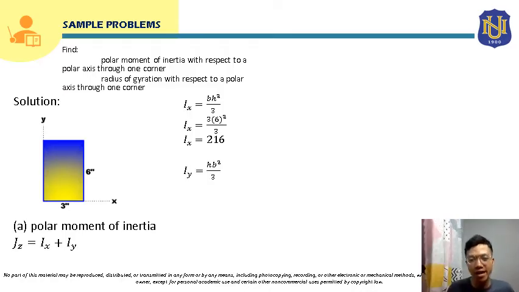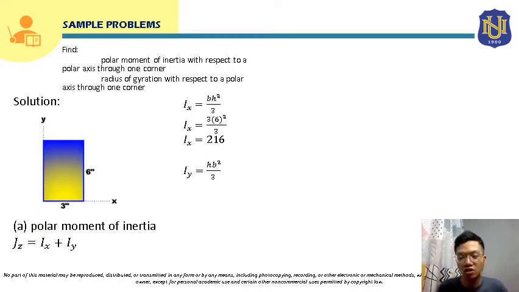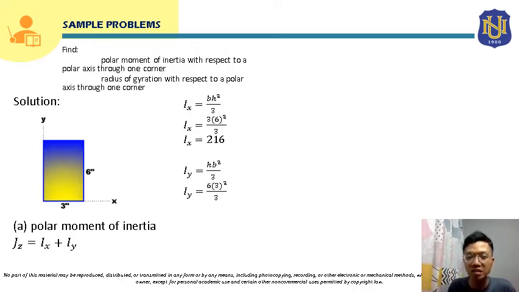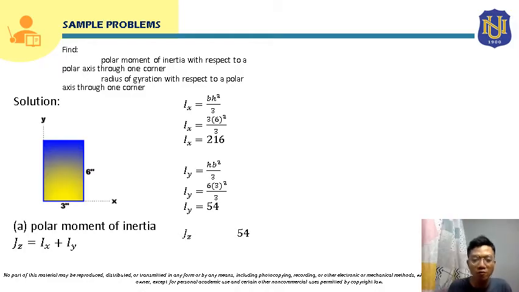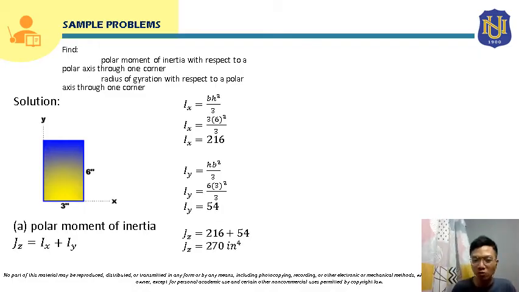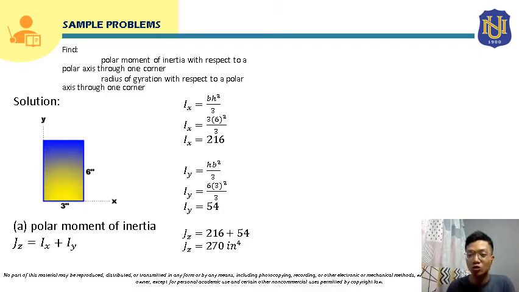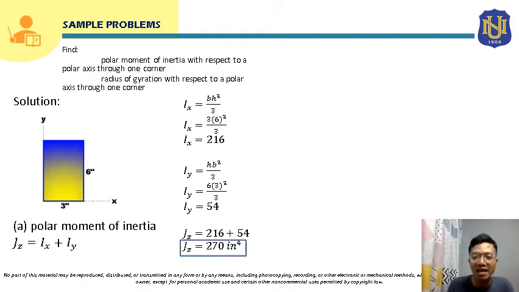Now for the Iy, this will be with respect to the y-axis. This is already established from the table, so this will just be hb cube over 3. So hb cube over 3 is 6 cube over 3, and that will be 54. Solving for Jz, that will just be Ix plus Iy, so 216 plus 54. That will be 270. Don't forget to include the unit. That will be inches to the fourth. So this will now be the answer for this problem.